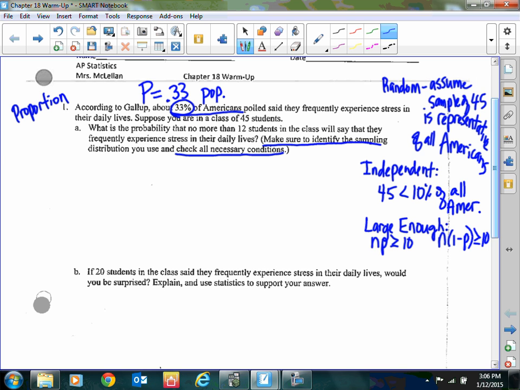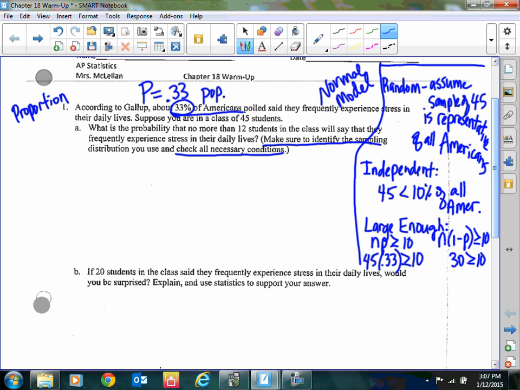And so that would be 45 times 0.33, and that's 15. So that is greater than or equal to 10, which makes the other 30 also greater than or equal to 10. So since these things have been met, then I can conclude with the fact that the normal model applies. Okay, so you want to conclude and say that's why I just did all of those, is so that I can tell you the normal model applies.